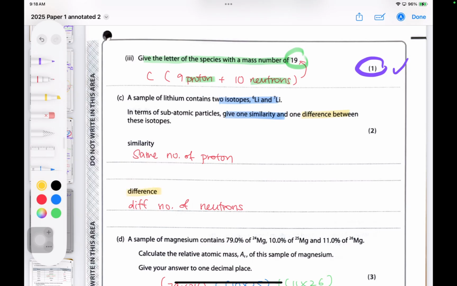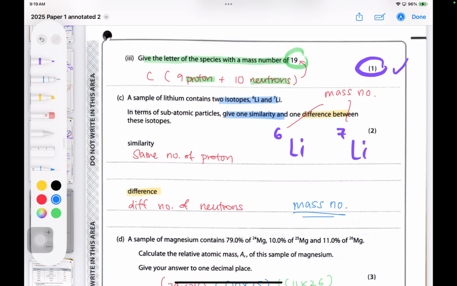When it comes to differences, you can see the number at the top is different. But what is the number at the top representing? The number at the top is actually representing our mass number. Some students will just go, oh, the difference is the mass number. This is really risky because you might not get your full marks here. You need to break down and understand what exactly is contributing to the difference in mass number.